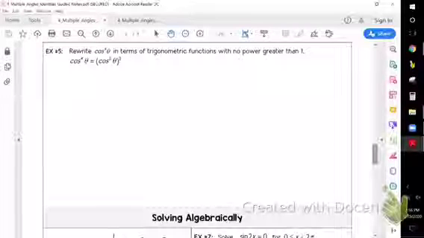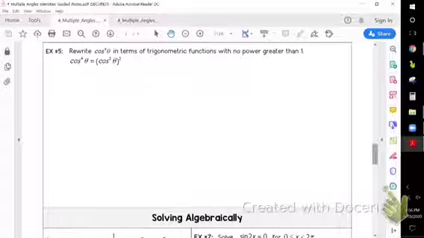Okay, in example 5, it tells us to rewrite cosine to the fourth of theta in terms of a trig function with no power greater than 1. So we want to reduce that power. It is a 4 now, and we need it to be a 1. And it reminds us, remember that cosine to the fourth of theta is the same as cosine squared of theta squared, okay? And so for the cosine squared, we do have a power reducing formula.